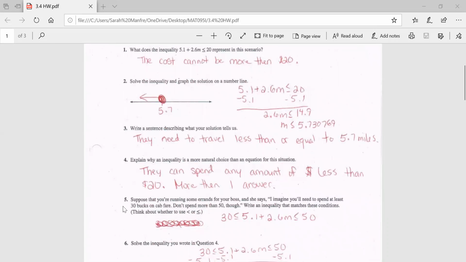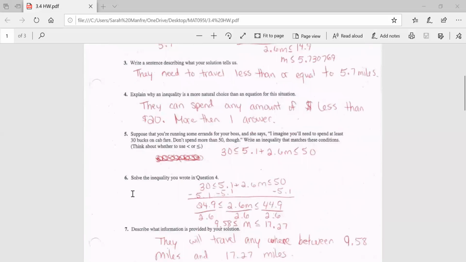Explain why an inequality is a more natural choice than an equation for the situation. Well, that's because they can spend any amount of money that's less than 20. Like they could spend $19, they could spend $18. An equation is what you would use if they wanted to know how many miles so they spend exactly $20. But it's just wanting to know when they can spend less than or equal to 20. That's why inequality is better.